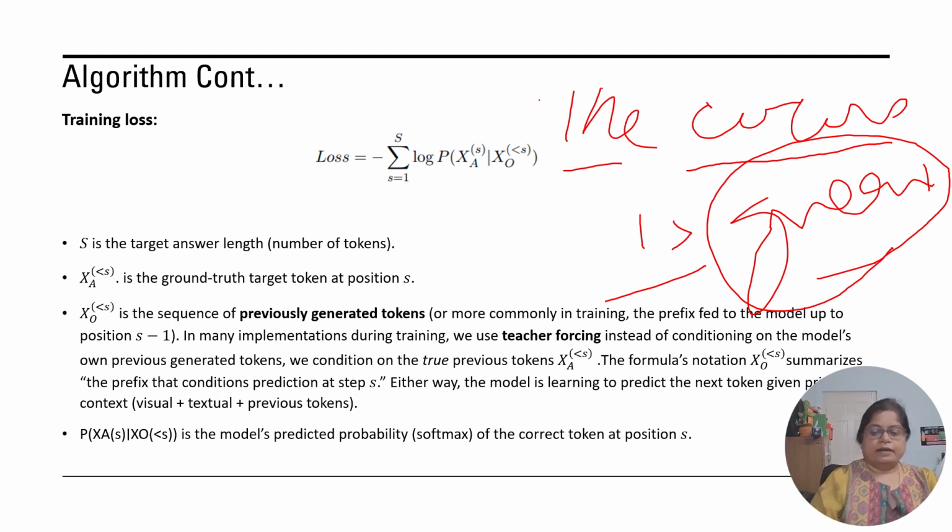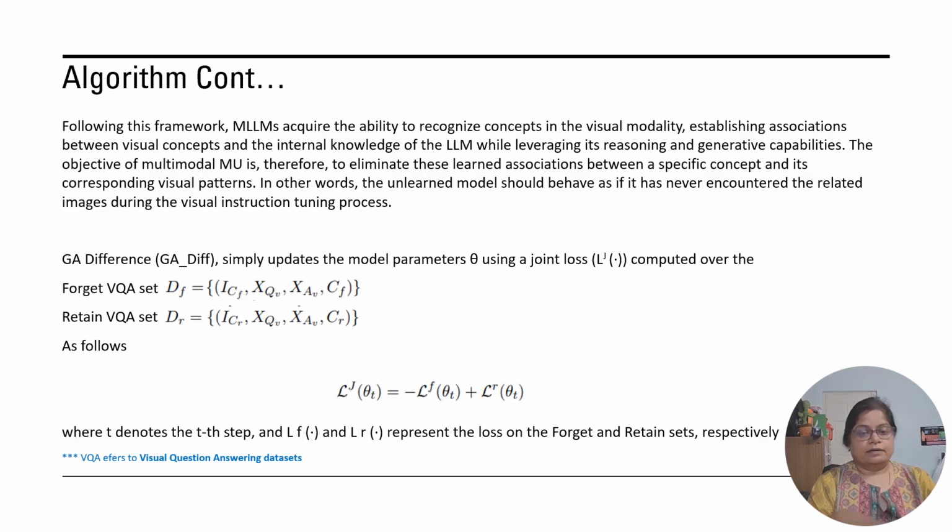That's the basic idea. Now for this loss, let's assume we have two data sets. One is the forget data set, which has all the images, questionnaire, concept, and answers which need to be forgotten.